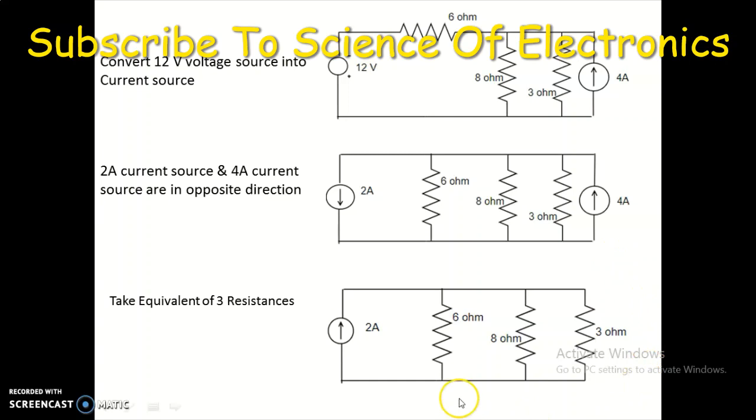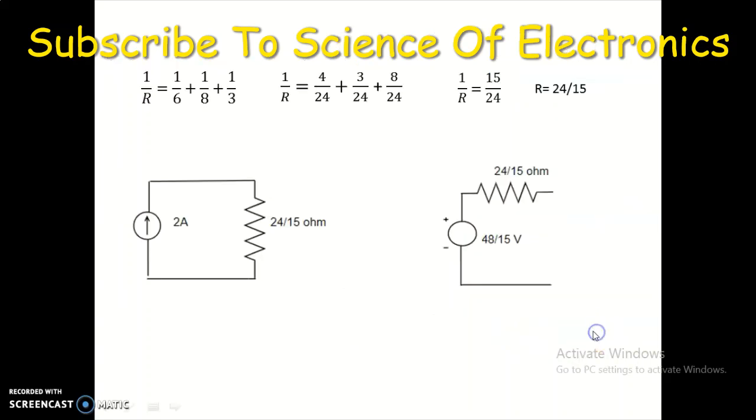Now to find the equivalent of these 3 resistances, what we have to do, we just add their reciprocals, that is 1 by 6 plus 1 by 8 plus 1 by 3. We can take the LCM of these 3 terms, which is 24. So to make the denominator 24, we have to multiply by 4 in numerator and multiply by 4 in denominator. Here also multiply by 3, multiply by 3, multiply by 8, multiply by 8.